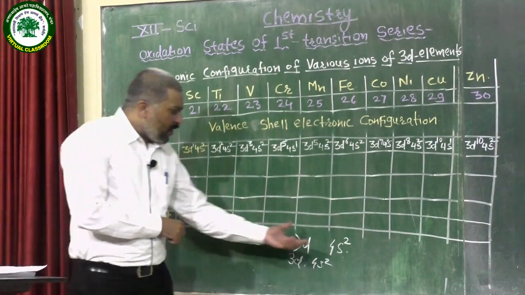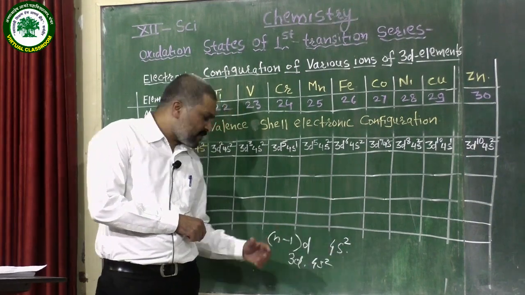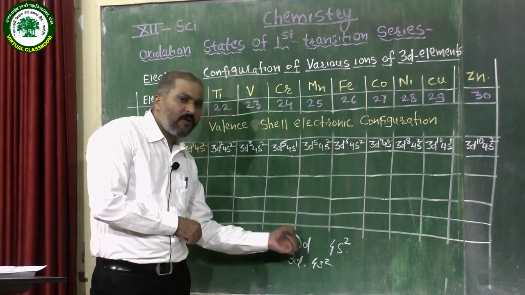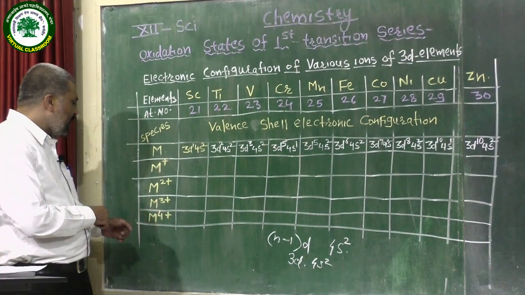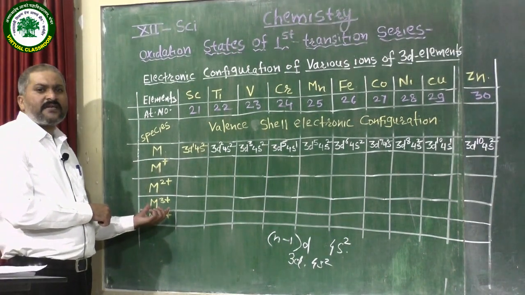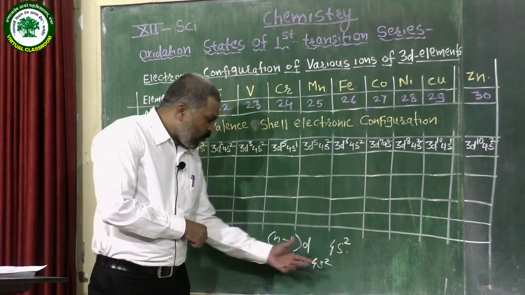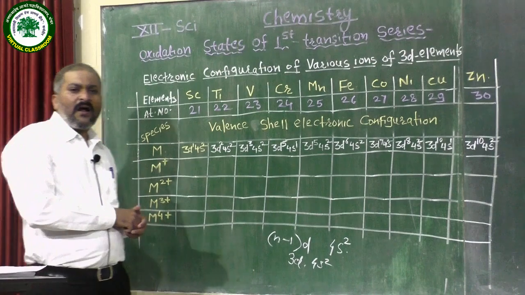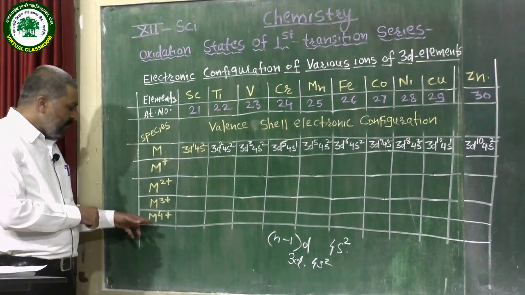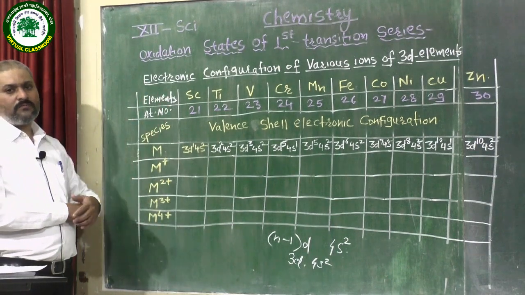When 2 electrons from the 4s subshell and 1 electron from the d subshell, or 3d subshell, take part in the bonding, we get the M3+ tripositive state. And when 2 electrons from 4s and 2 electrons from the d subshell take part, we get M4+, and so on.